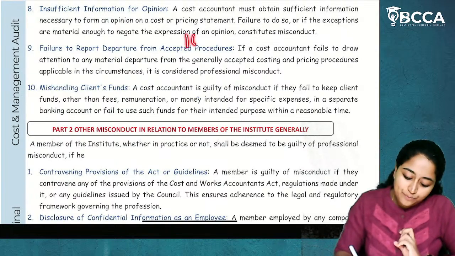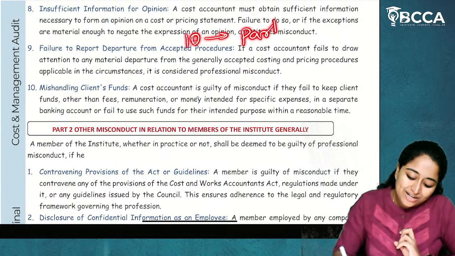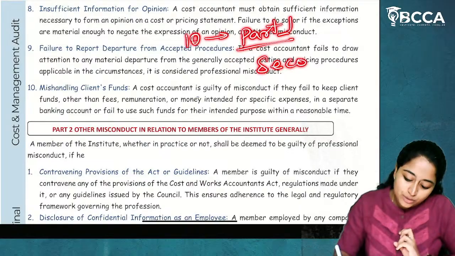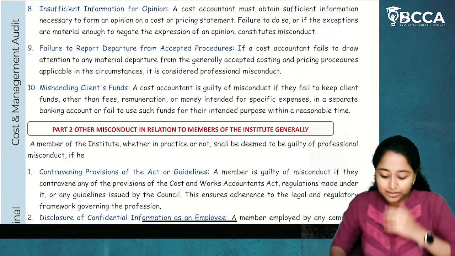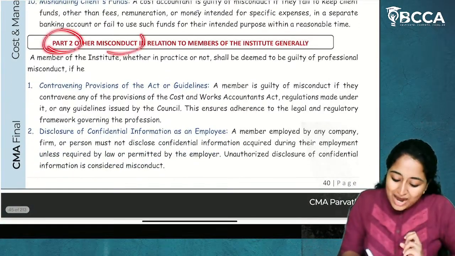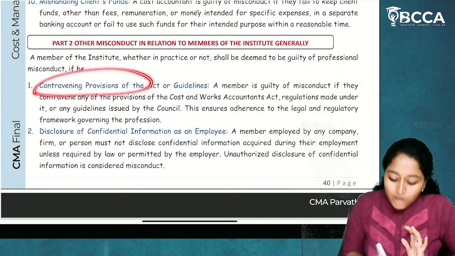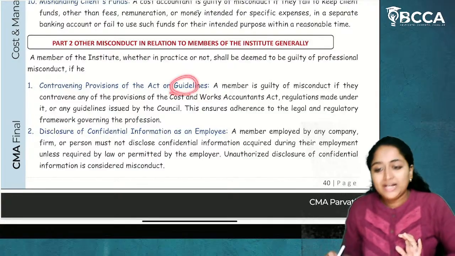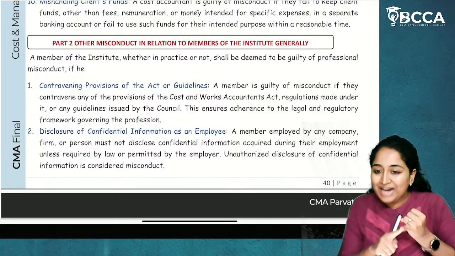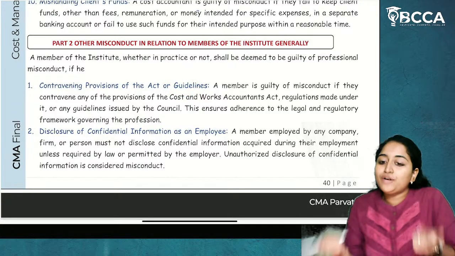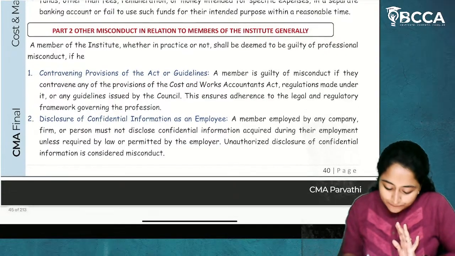So these are the 10 points which are covered under part 1 of the second schedule. I hope it's clear. Then part 2, other misconduct in relation to members of the institute generally. Contravening provisions of the act or guidelines. Whatever is given in the act and guidelines, you have to follow it. If you are not following it, it is a professional misconduct.